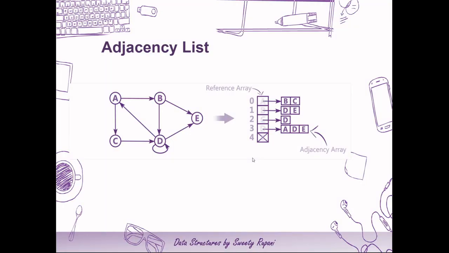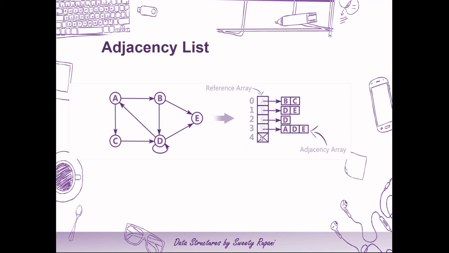Next is also an adjacency list representation, but the change over here is that instead of storing those values in a list, we store them as an individual array. We take a reference array where the address will be stored, and here we have an adjacency array. If I want to know how many adjacent nodes A has, I need to go to this address and read this array in order to find the adjacent nodes of A.